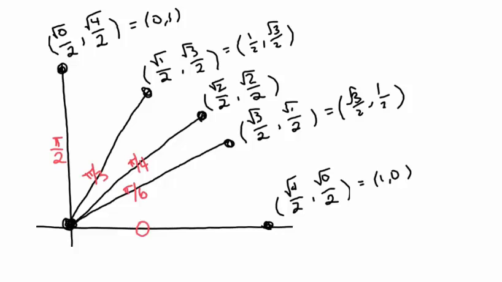So there you go, a little trick that you can use to help you remember these ordered pairs on the unit circle for the various degrees in quadrant 1.